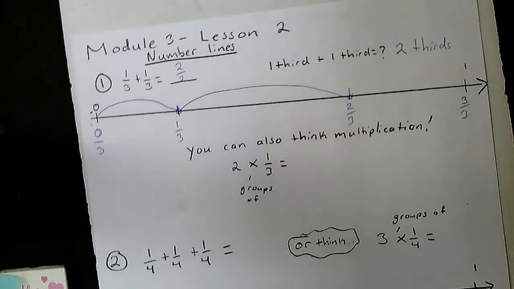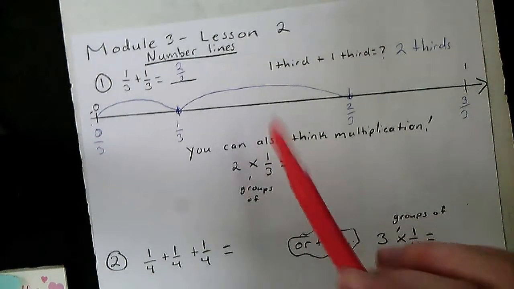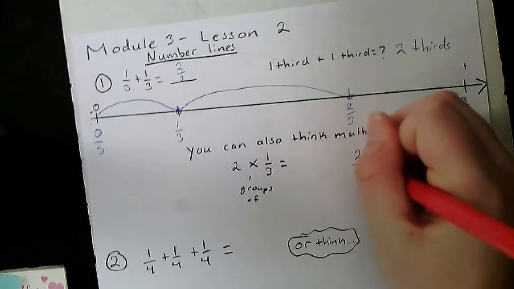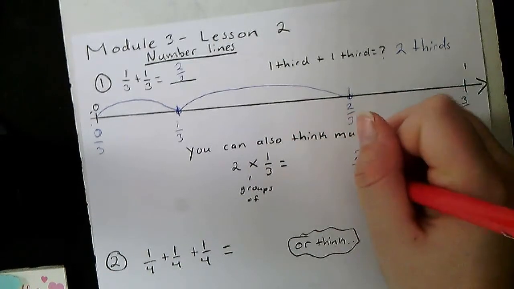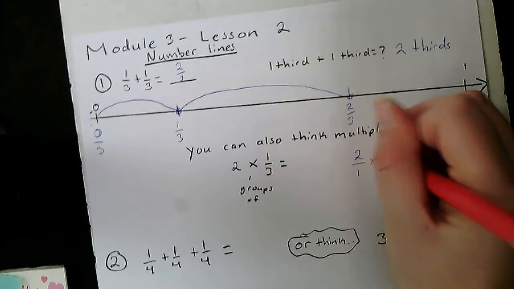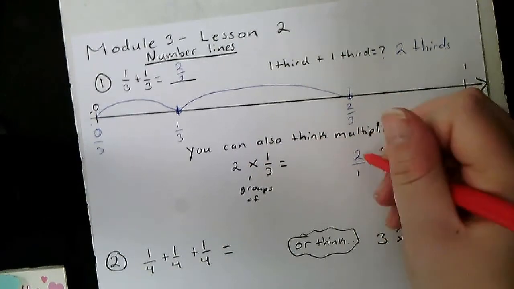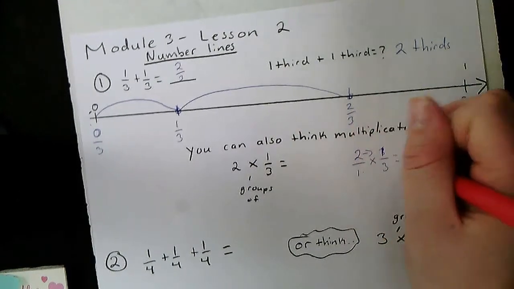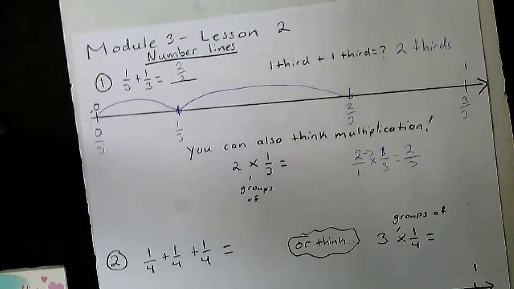I can also think of this as multiplication. And if I were to think of this problem as multiplication, if you remember how to multiply fractions, you know that most whole numbers have an invisible 1 underneath them. And when you multiply fractions, you usually just go straight across. So 2 times 1 is 2, and 1 times 3 is 3. That is not always going to work, but for this case it will.